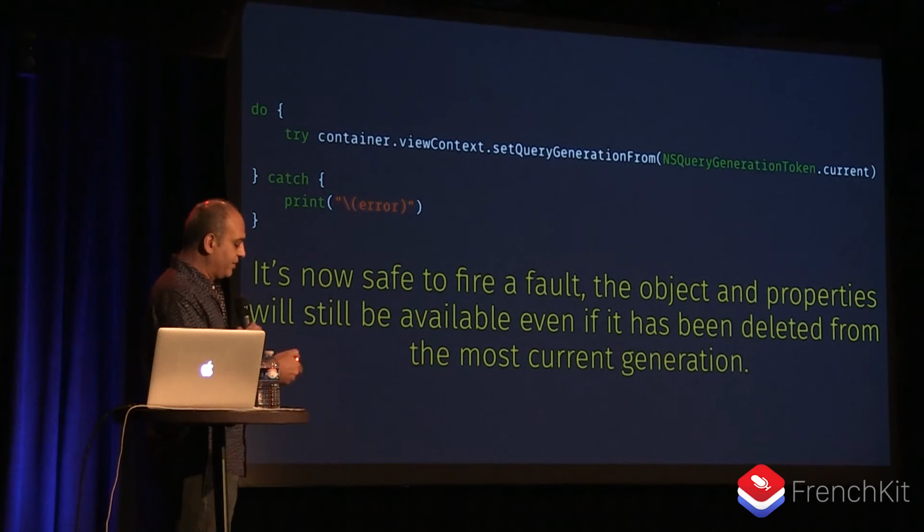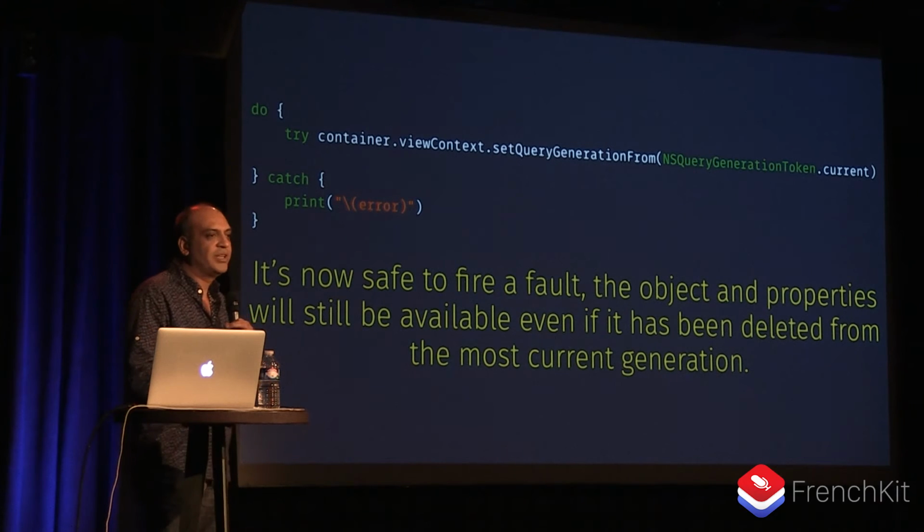You pin it by doing something like this. For example, I'm using this in the main context. I'm setting a query generation from, I'm just saying use the current one. I can actually pass in a real one to use, or pass in nil, when it will just use the default and you're dealing with your faulting yourself.